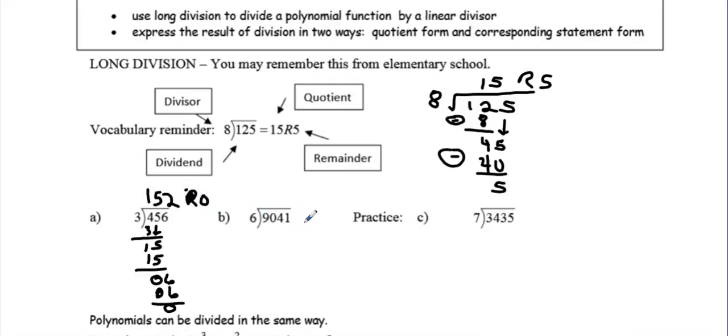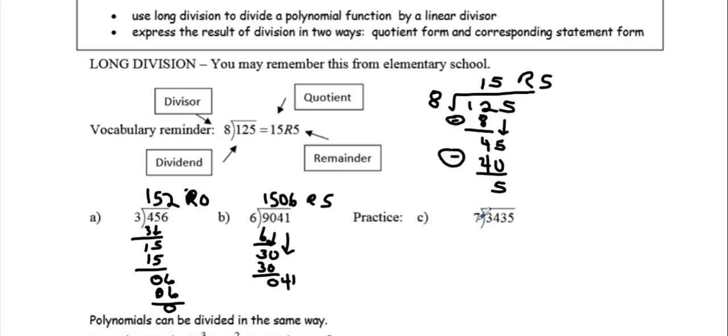6 into 9,041. 6 goes into 9 one time. 6 times 1 is 6. Subtract. Bring down the 0. 6 goes into 3 no times, so I put a 0 there. Wouldn't put it in the front over here, but I put it in the middle of the number. Then bring down the 4. 6 goes into 34 5 times. 6 times 5 is 30. And then I'll have to bring down that 1, and 6 then goes into 41, 6 times, with a remainder of 5.